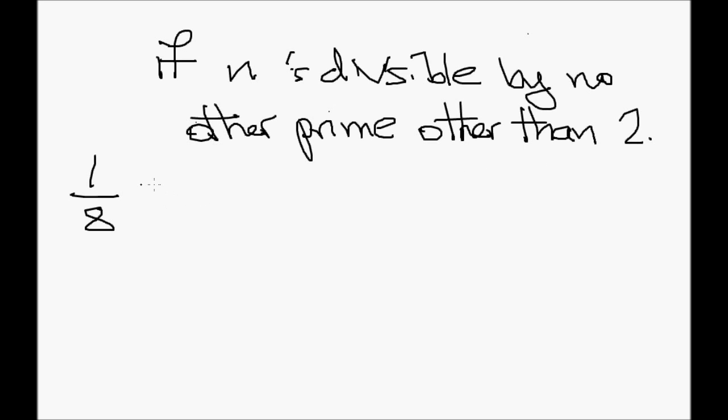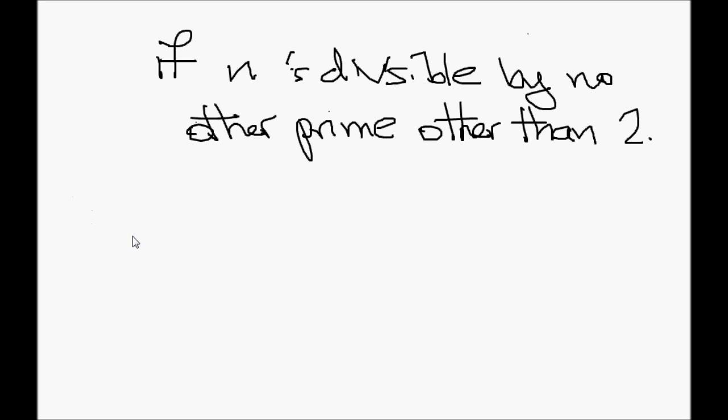It's not an if and only if, because 1 over 25 also works, and that is divisible by a prime other than 2. So 1/8 is terminating, so it's if, but 1/25 also terminates, but that's not divisible by 2, so it's an if but not an only if.